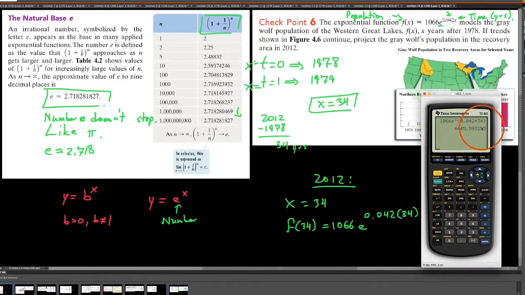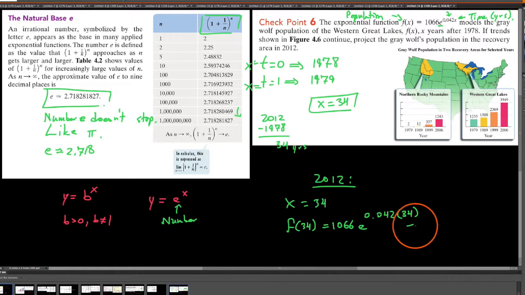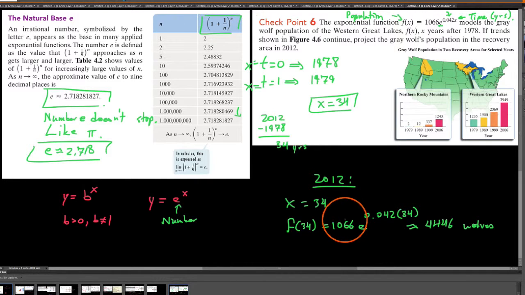When I hit enter here, we get about 4445.5. Since we're talking about gray wolves, let's do it to the nearest wolf, so that's approximately 4446. I'm going to label this with our units because we were talking about wolves. But essentially, we could just plug this into the calculator and know that e is just some number. It's a very special number. We refer to it as 2.718, but we can always use the e to the power of button to get an exact value. Cheers.